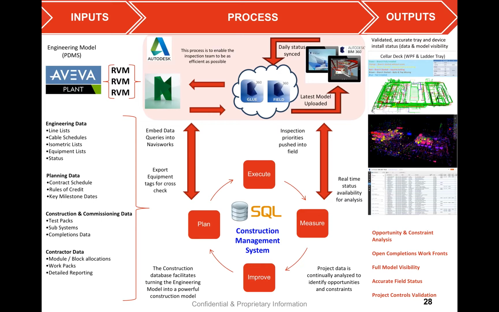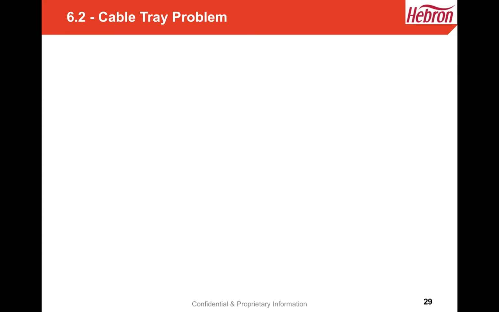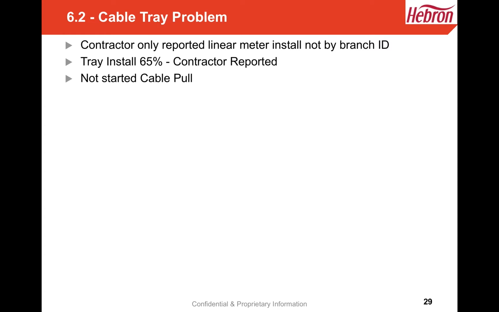And what we do with this is we apply opportunity and constraint analysis. We drive to open work fronts. We have accurate field status, and ultimately it's communication of full model visibility. So the problem that we had, the project was about 70% complete. The contractor didn't report against individual branch IDs, only a linear meterage. So we had no visibility on actually which tray was installed. At the point in time the contractor was reporting, 65% of tray had been installed, but we hadn't started to pull cable. So the question was why?